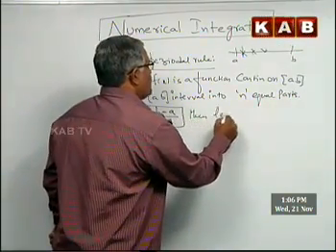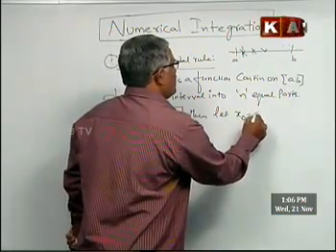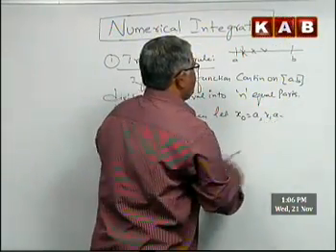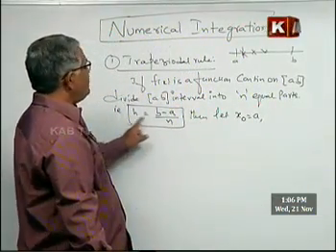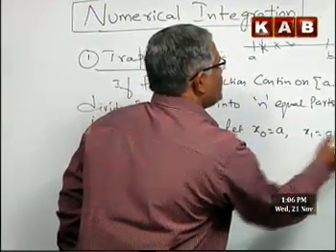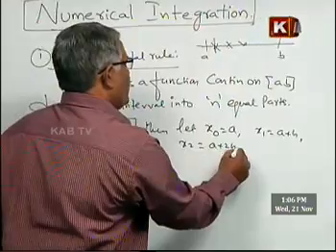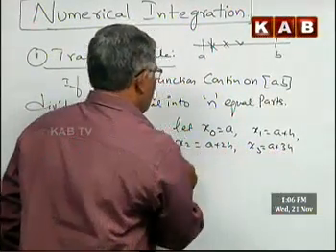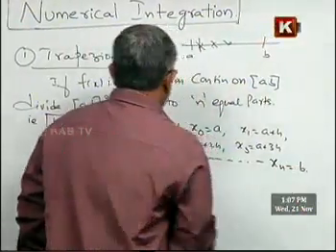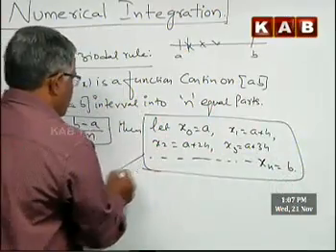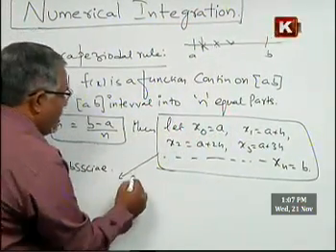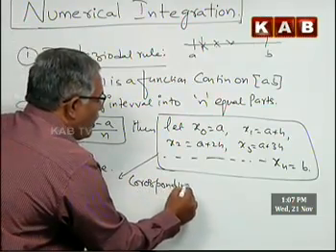Then let x0 is equal to a, x1 is equal to a plus h. We have divided into how many pieces? n intervals, each of length h. So x1 is equal to a plus h, x2 is equal to a plus 2h, x3 is equal to a plus 3h, and so on, and the last one is xn, which is equal to b. These are the abscissae. And let these be the abscissae, with the corresponding ordinates.